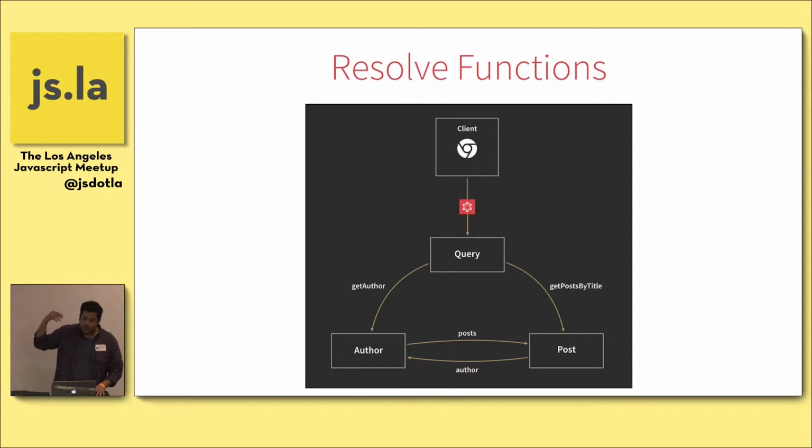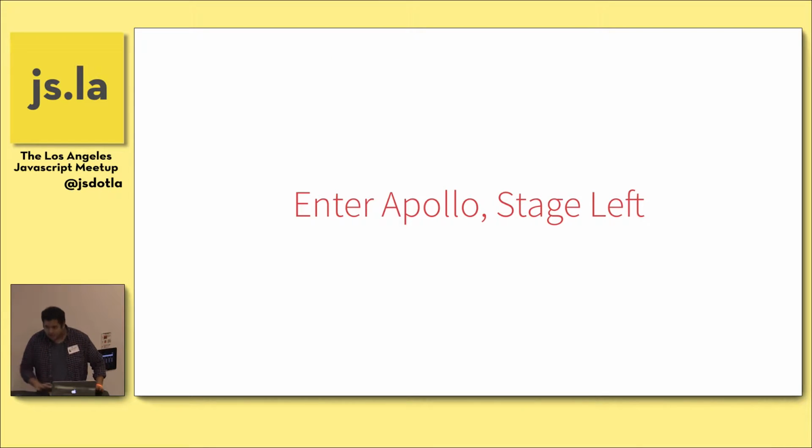So in this case, get author hits the authors collection or table or whatever you're using. We're pretty much database agnostic at this point. And it does what it needs to do to resolve that data. That data goes back to the client. So let's talk about Apollo. I've talked to you about the basics of GraphQL.